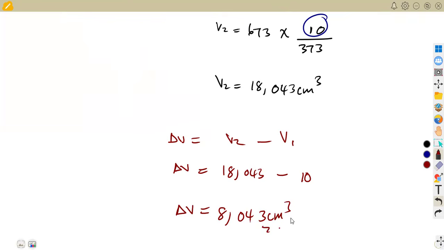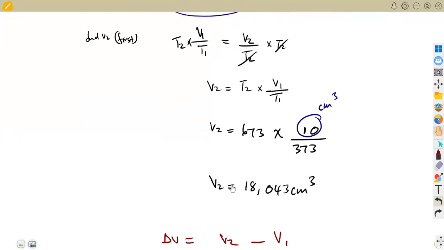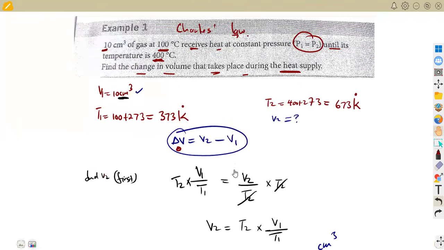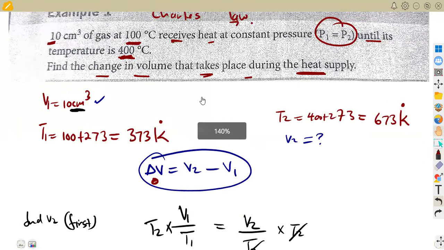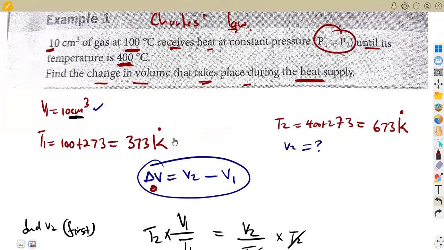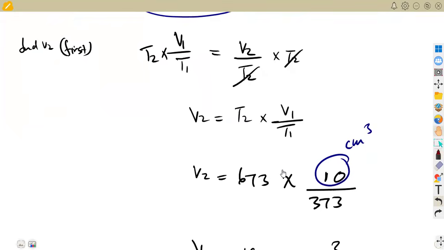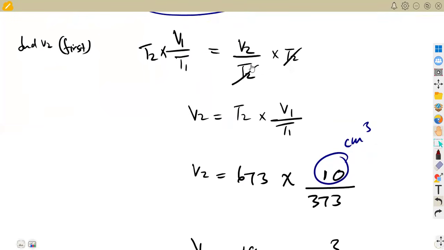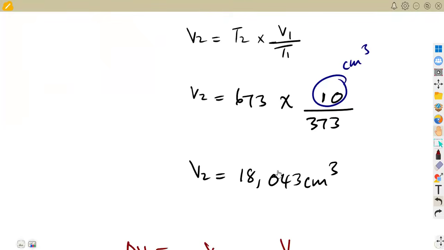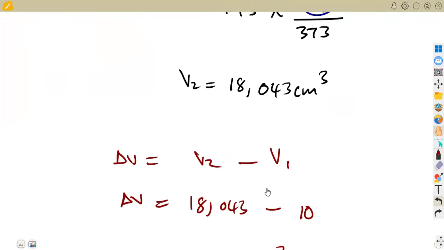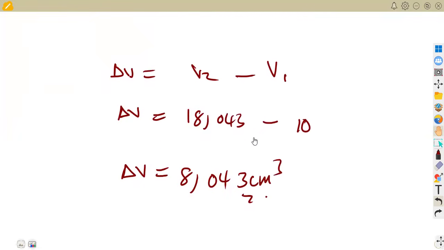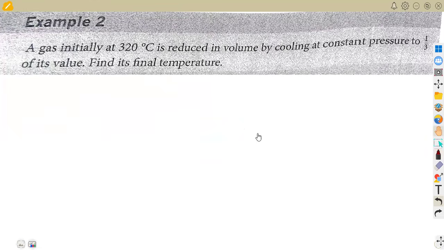So learn to answer the question. How is the question given? So the question there was asking you to calculate the change in volume. So for you to have the change in volume, you need the two volumes, V1 and V2. So you were forced now to calculate V2. From V1 over T1 is equal to V2 over T2, you can calculate your V2, then substitute that into the formula for the change in volume. So that is the case. All right, so these are different types of questions that you can have.